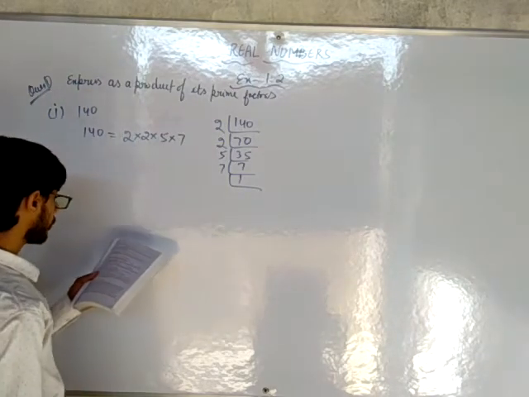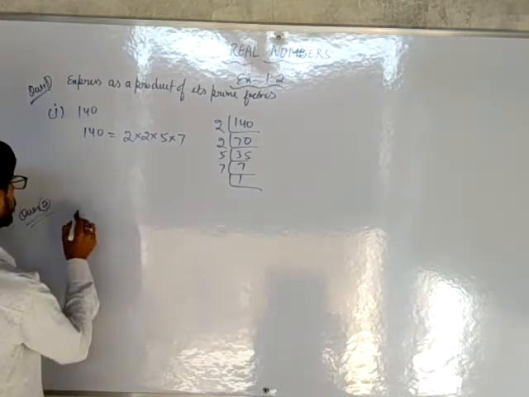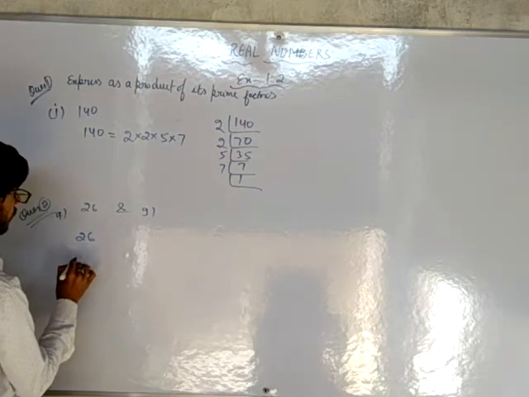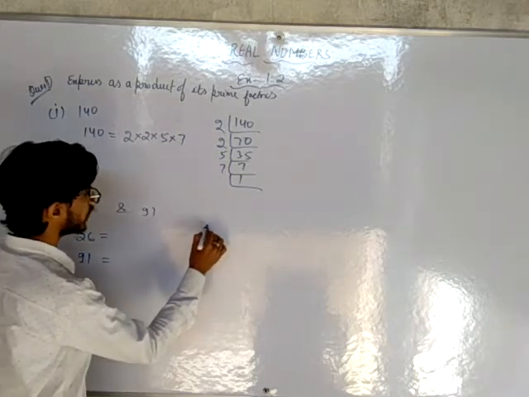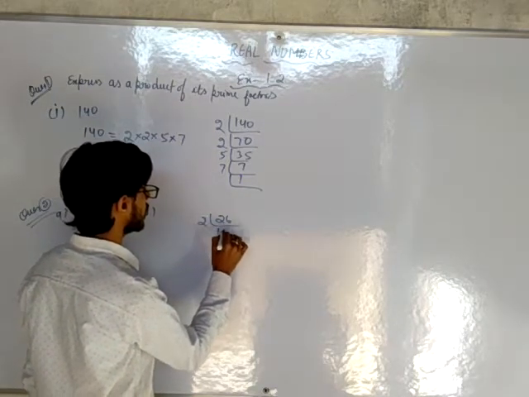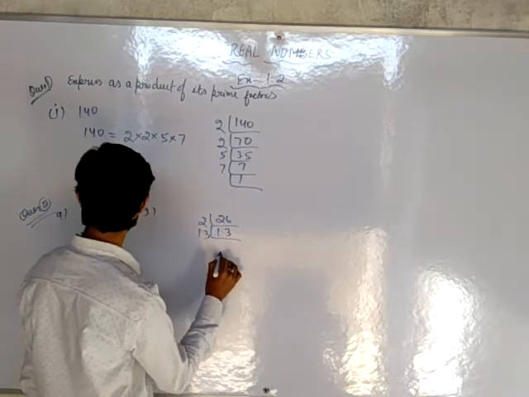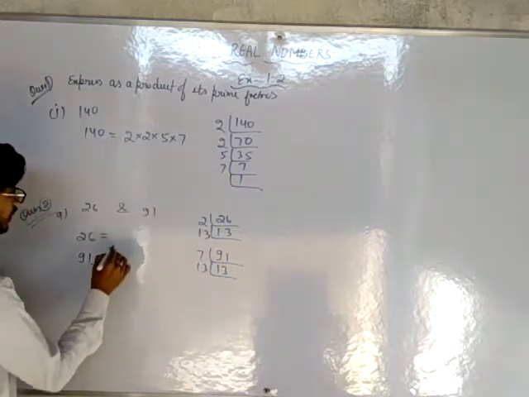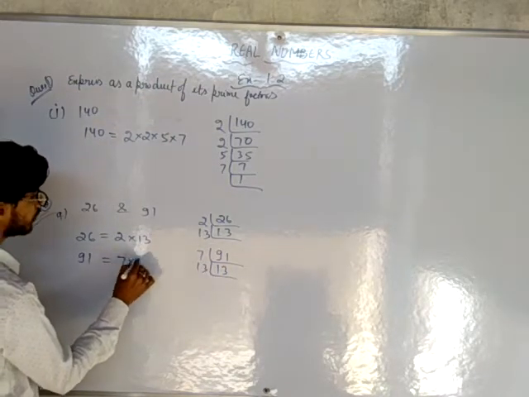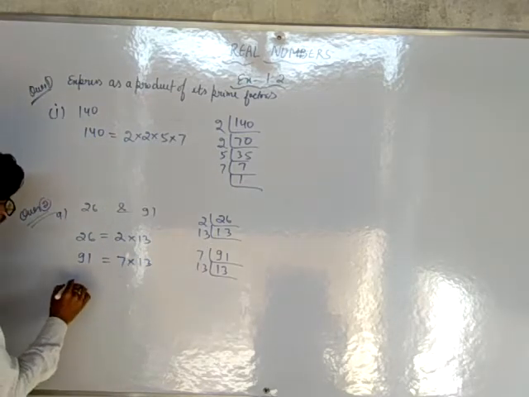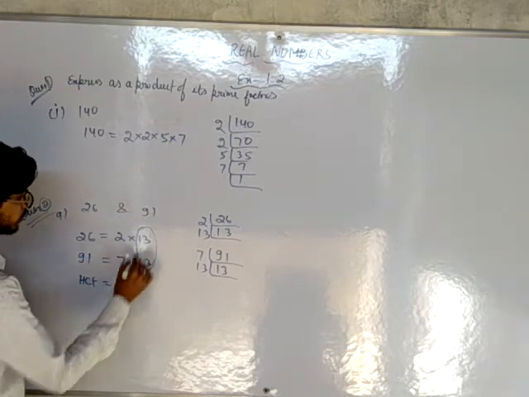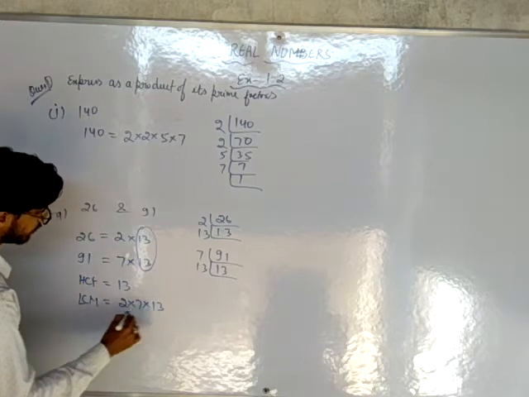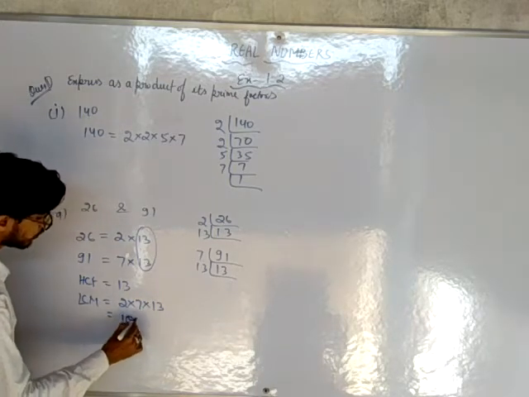Question number 2 says find the LCM and HCF and verify the formula for 26 and 91. First part, 26 and 91. We will write the prime factors of 26 and 91. 13 twos are 26, so 2 and 13. And 91, we know that 13 sevens are 91, so 7 and 13. So 2 into 13, here 7 into 13. Now HCF, common: 13. LCM, non-common: 2 into 7 into 13. 13 sevens are 91, twos are 182.